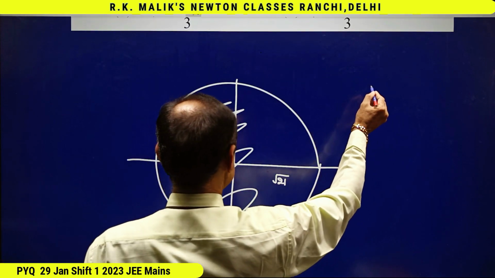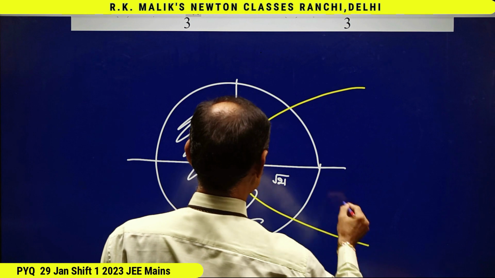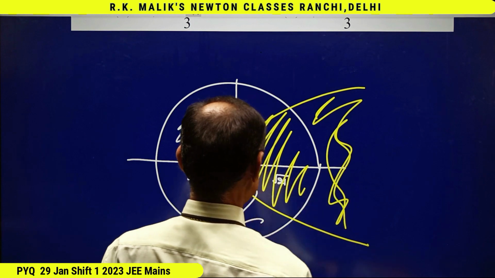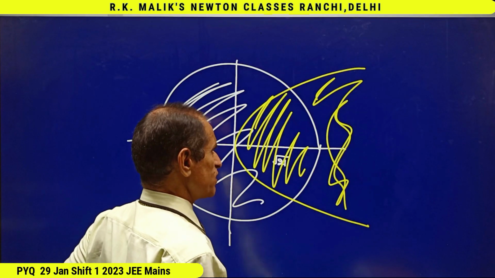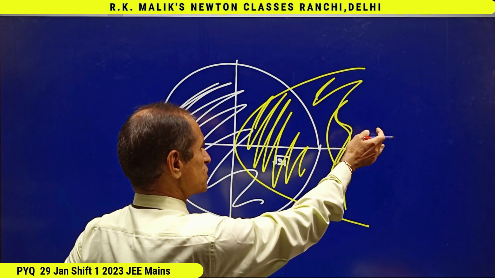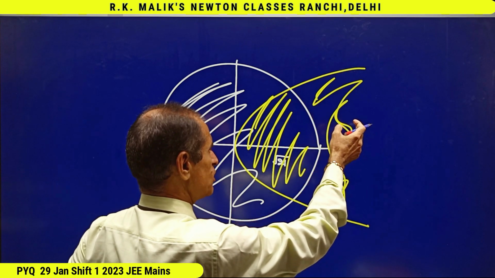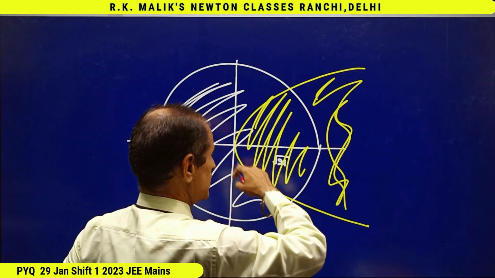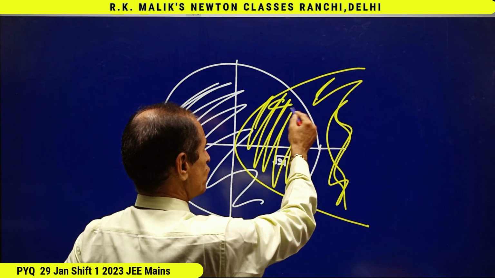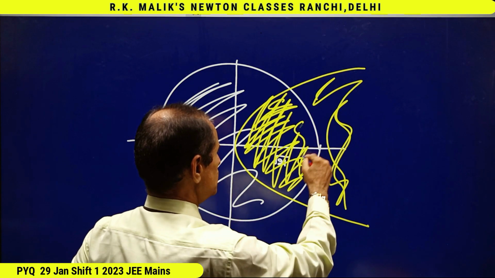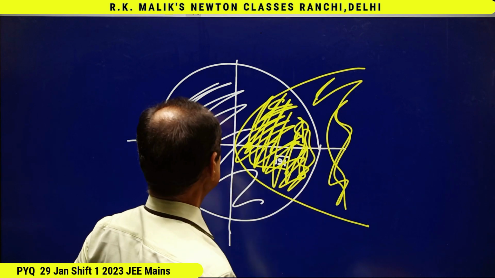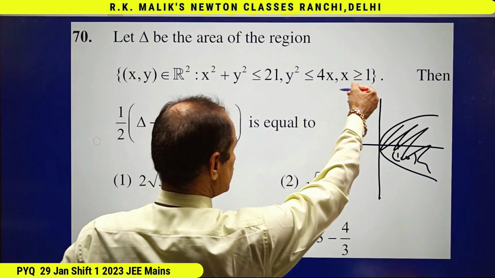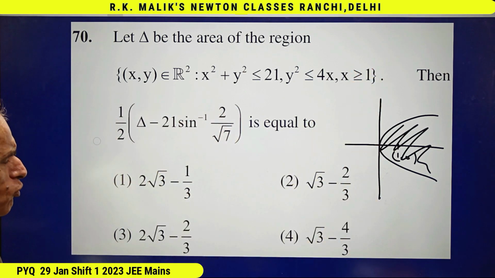Hence, for the parabola, this will be the graph and the set of points inside this. Afterwards we'll be rejecting the portion outside the circle because we have to take only the common shaded region, that is inside the circle and inside the parabola. So far I have got the set of points which will satisfy this condition also and this condition also. Now I draw the graph of x equal to 1.